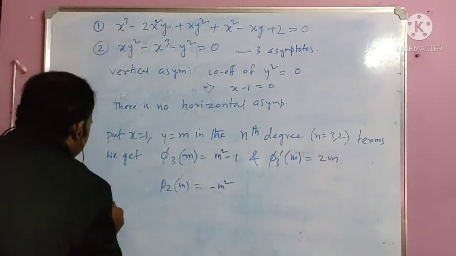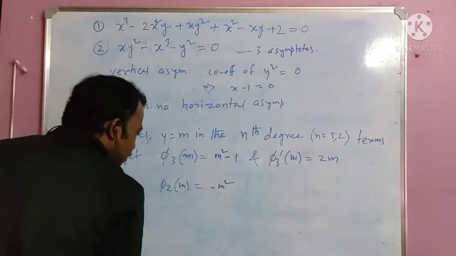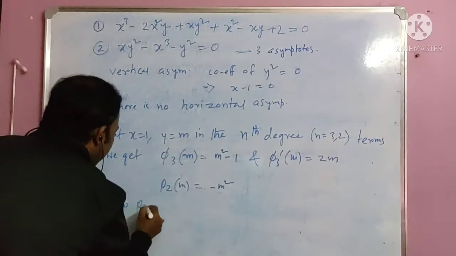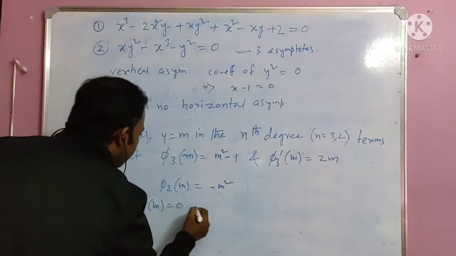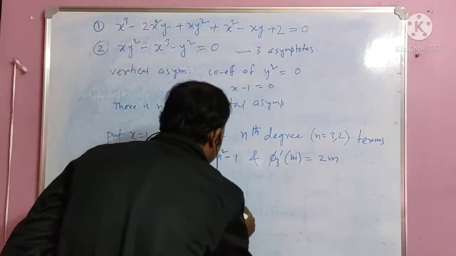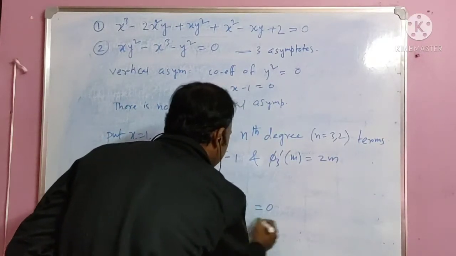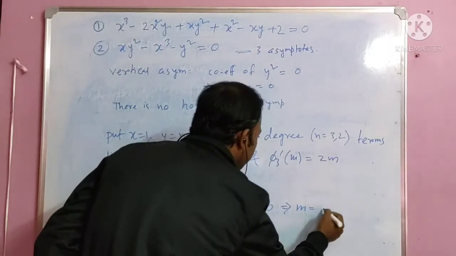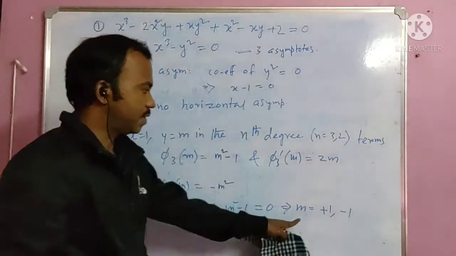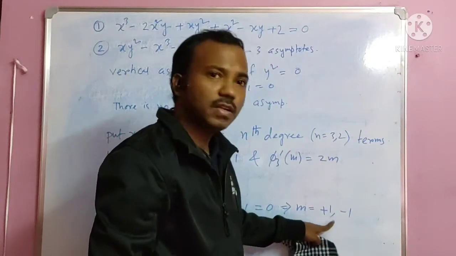For m, we will solve for m. Now, phi 3m equals to 0. This gives m square minus 1 equals to 0. Implies m equals to plus 1, minus 1. See, there is no repetition in m. Plus 1 and minus 1.